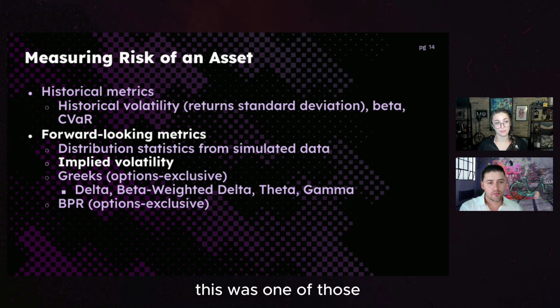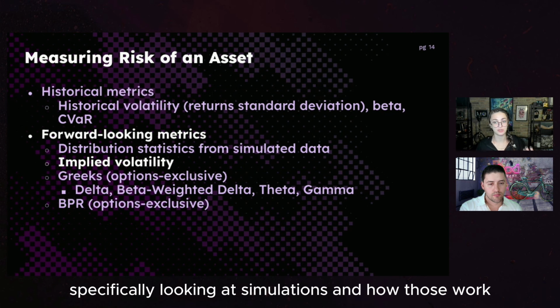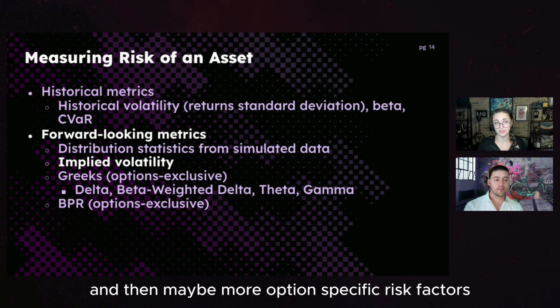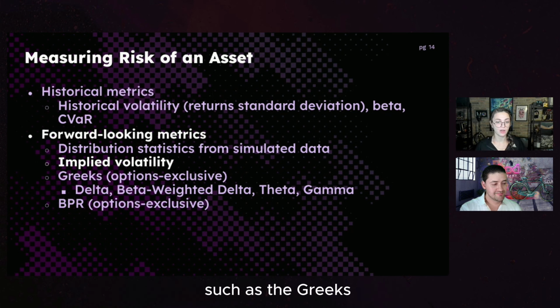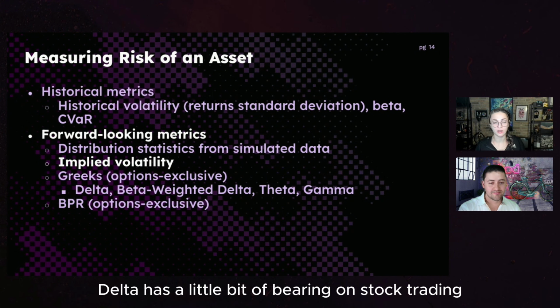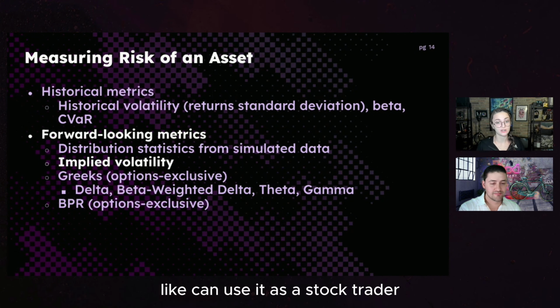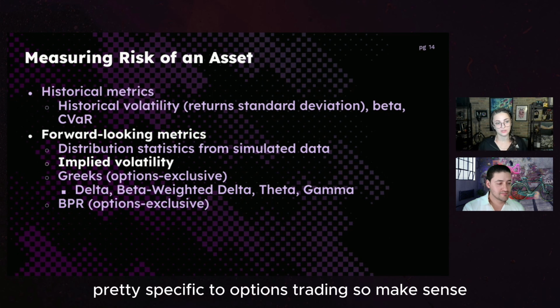This was one of those. I do also want to focus on forecasting, specifically looking at simulations and how those work, and then maybe more option-specific risk factors such as the Greeks. Delta has a little bit of bearing on stock trading, so you can use it as a stock trader, but most of the Greeks are pretty specific to options trading. So make sense?